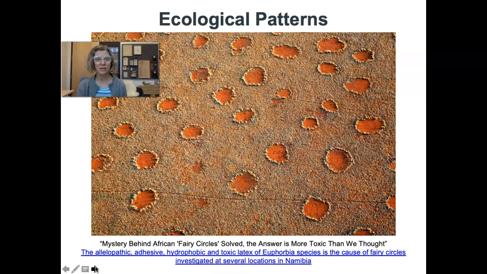Here's an example that they talked about in the book. These are the African fairy circles found in Namibia. And these would be a pattern that an ecologist would be interested in understanding why we see this pattern over a particular habitat. And for some time, I know that it was thought that this might be due to underground activity by subterranean termites. But actually, a paper has come out fairly recently in 2020 that sets out the hypothesis that this has to do with a particular species of plant that has hydrophobic, so water hating, and toxic latex, and that might be the reason that we see this particular pattern.